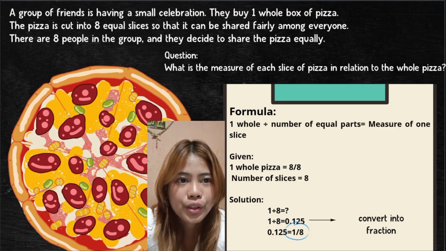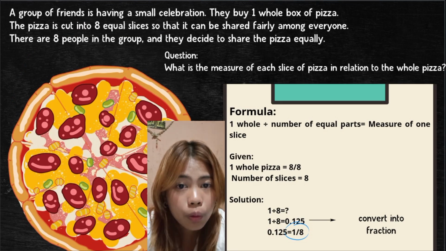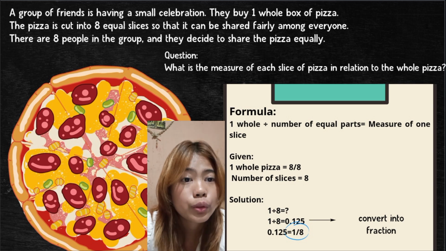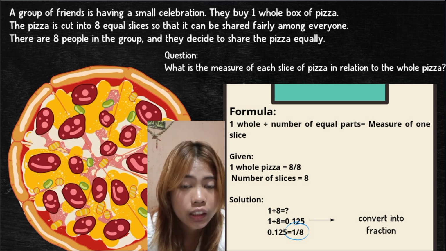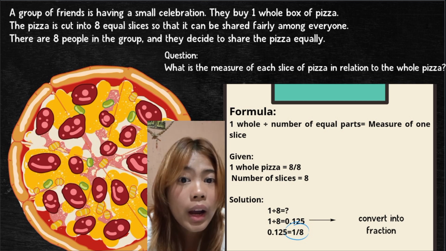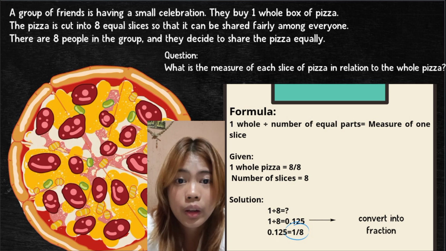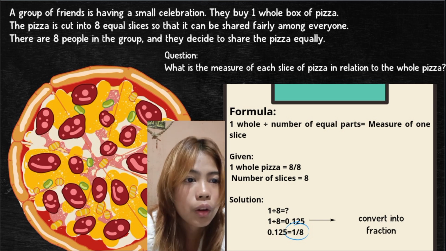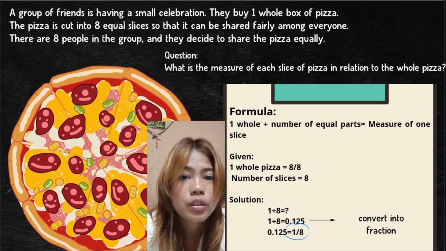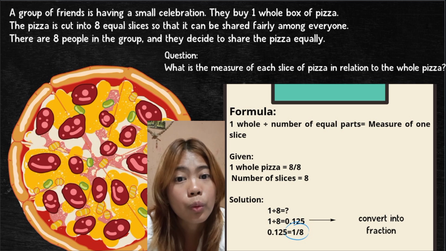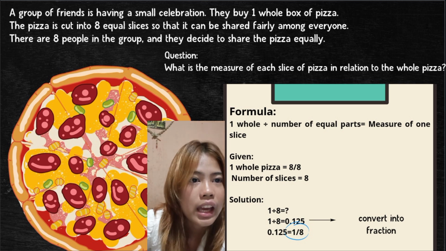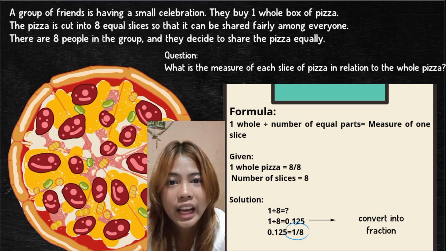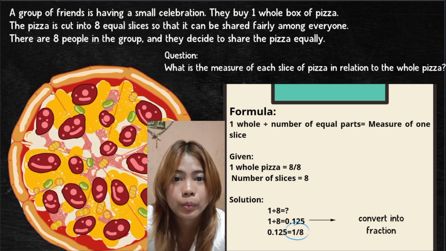Here's the solution for that. You divide the one whole pizza by the number of equal parts, which is 8, and it is equal to the measure of one slice. So 1 divided by 8 is equal to 0.125. Then convert it into a fraction, which is 1/8. So 1/8 is the measure of each slice of pizza in relation to the whole pizza.